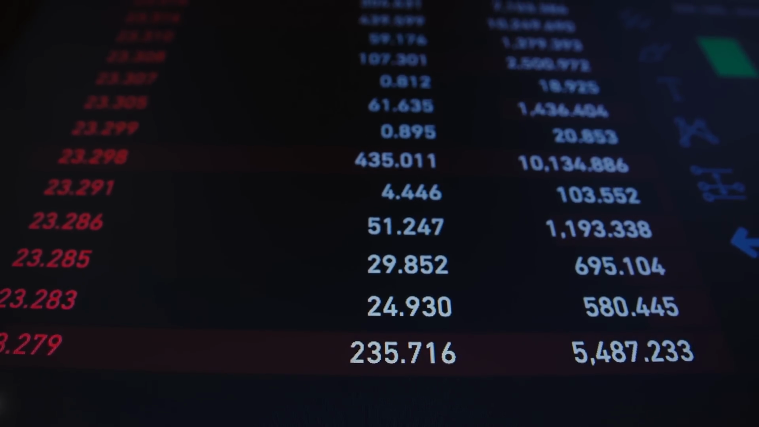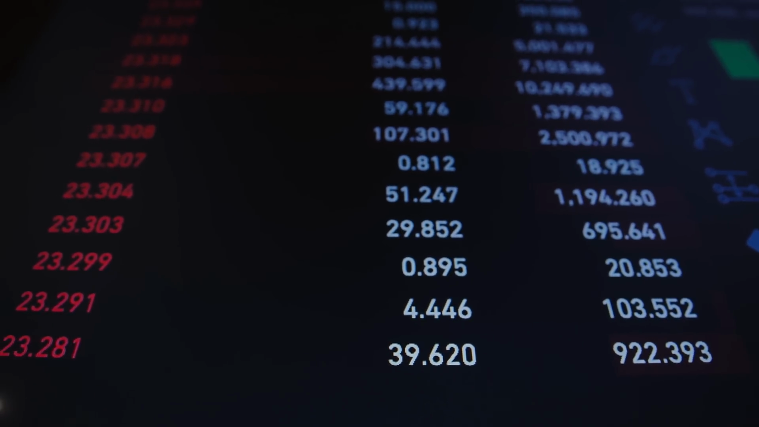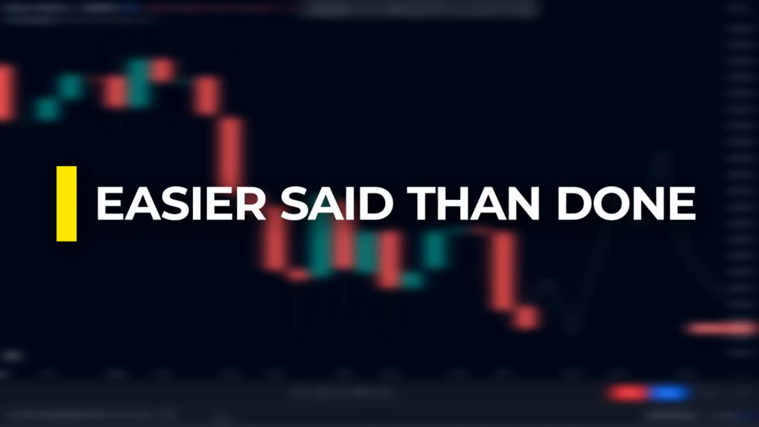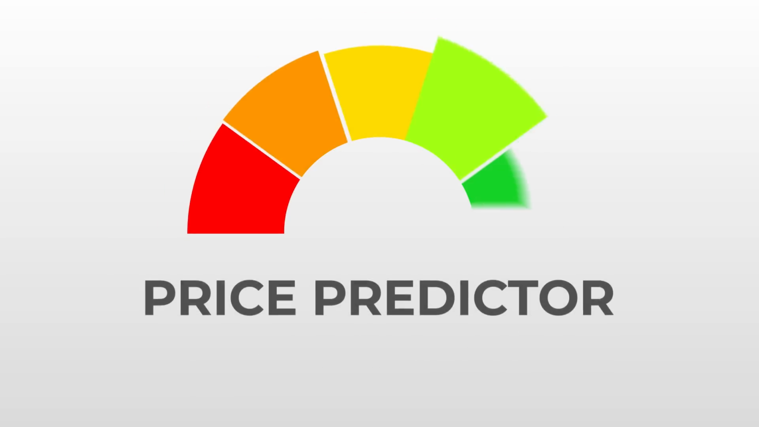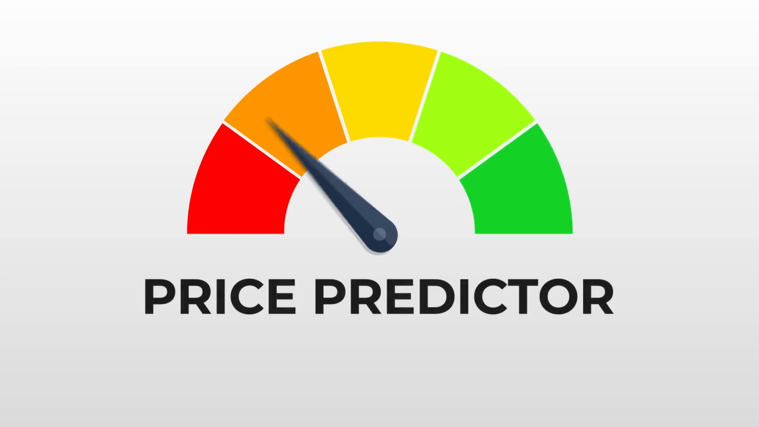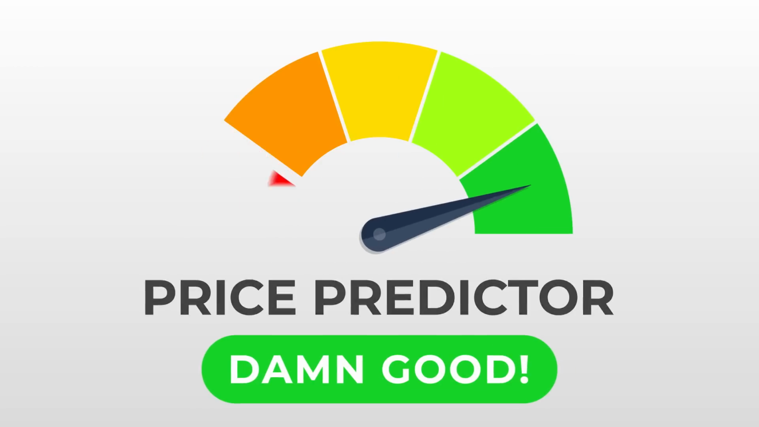Trading is all about predicting the future of the price of an asset, and most of the time, that is easier said than done. But what if there was an indicator that does exactly that? Well, turns out there actually is an indicator that predicts the exact future of the price of an asset, and it's pretty damn good at it too.